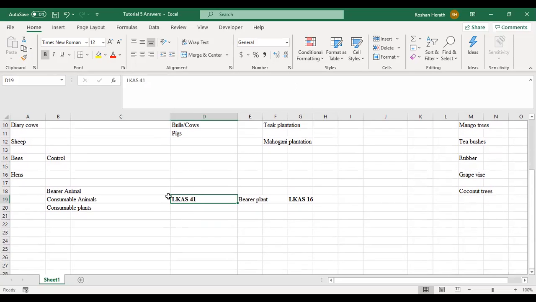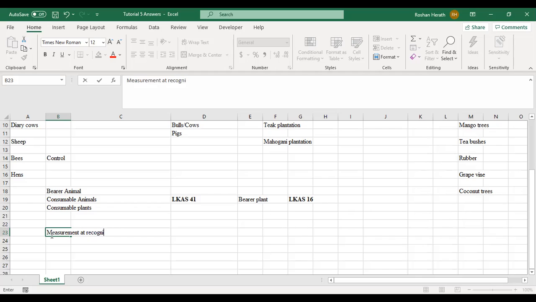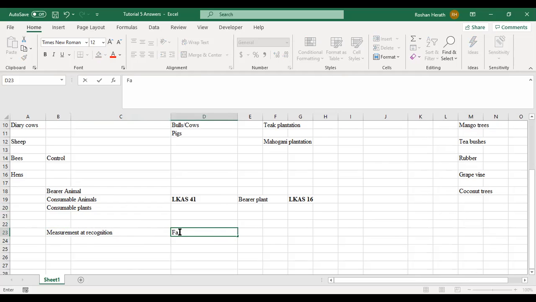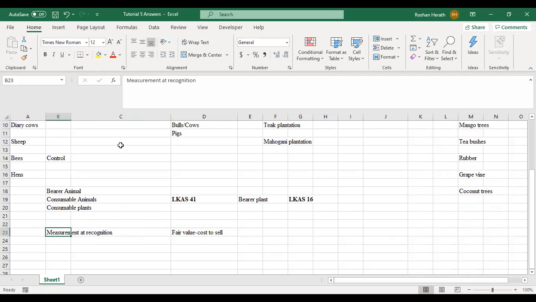Then let's look at what LKS 41 says. It's about the measurement at recognition, right? When it comes to agricultural biological assets, initially you need to measure them. At what value? As per LKS 41, it says that it's fair value less cost to sell. Fair value less cost to sell. This is about the measurement at initial recognition.